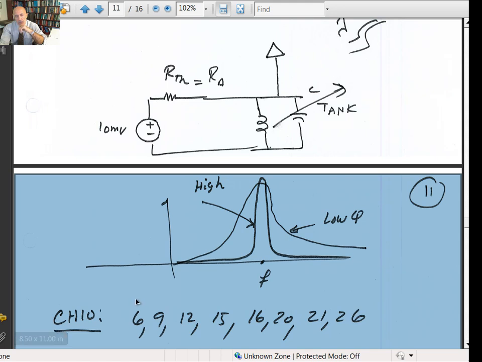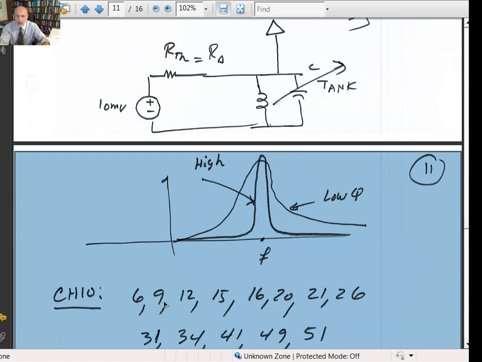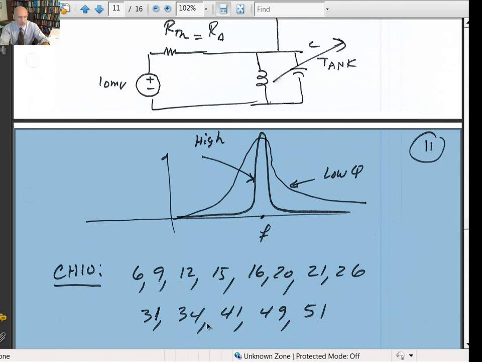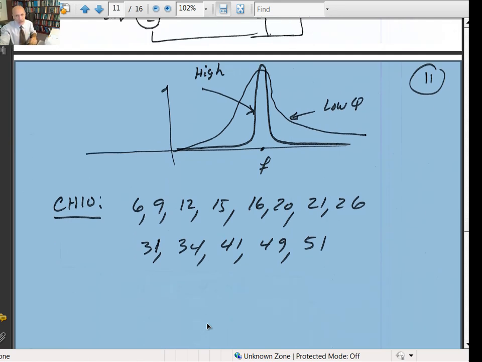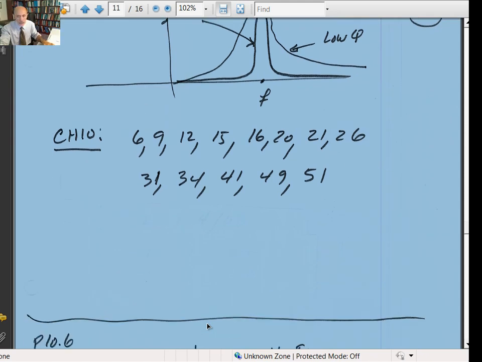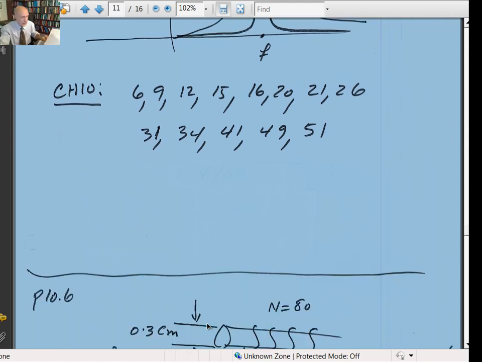Some of the problems that we have with inductance, we're going to talk about them in the homework problems. So we're going to look at a set of problems in chapter 10: 6, 9, 12, 15, 16, 20, 21, 26, 31, 34, 41, 49, and 51. Let's look at the first one, number 6.